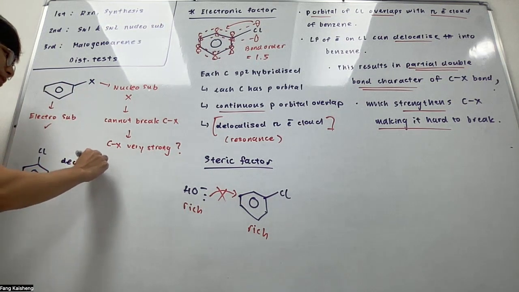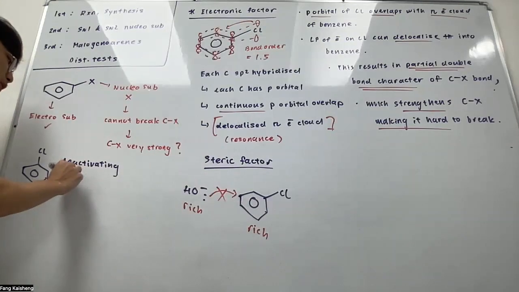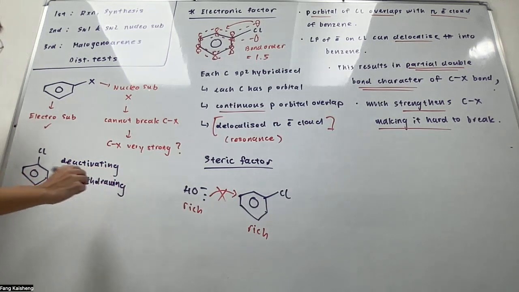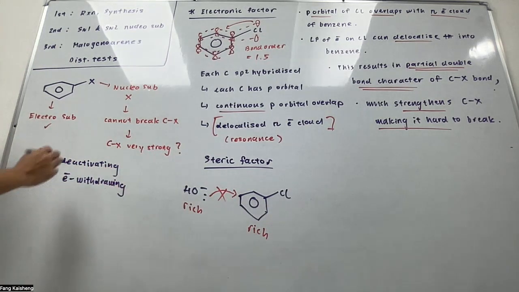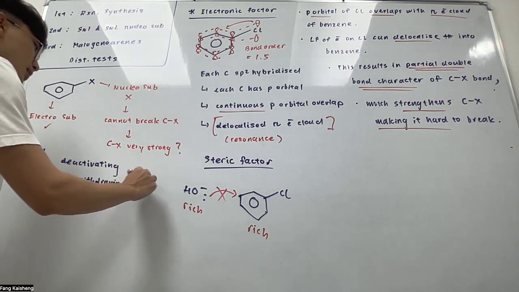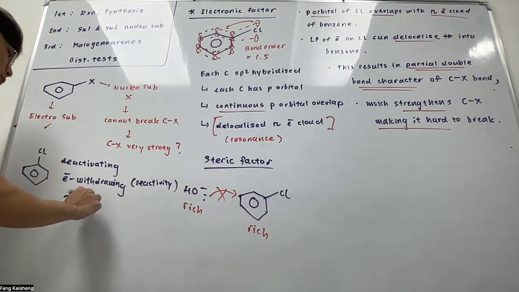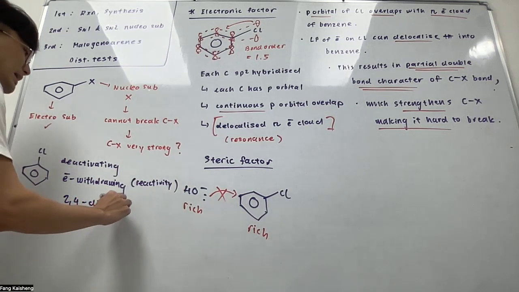So what does this mean? Okay, it is electron withdrawing. And they also talk about your directing effects. I mentioned this in yesterday's WhatsApp message. Other than reactivity, it also affects the directing effect. Cl is 2,4 directing. Don't need to memorize all this, it is in the data booklet.